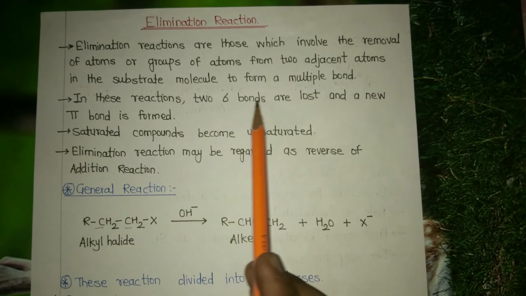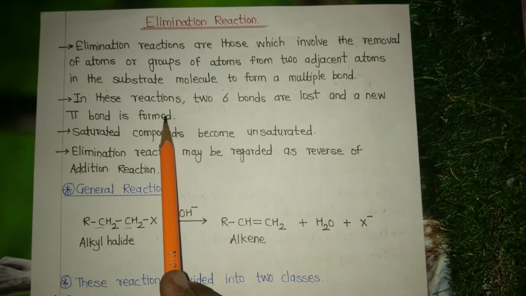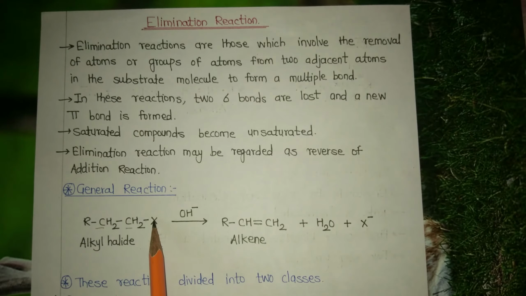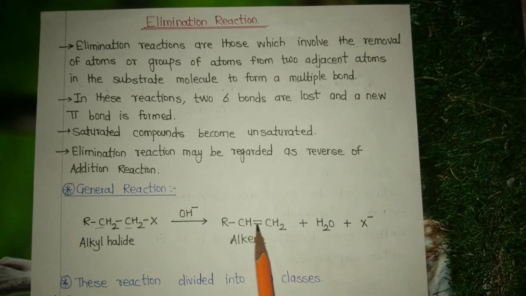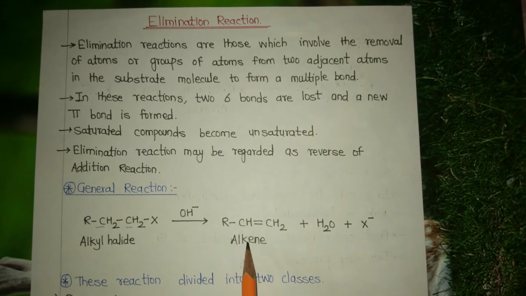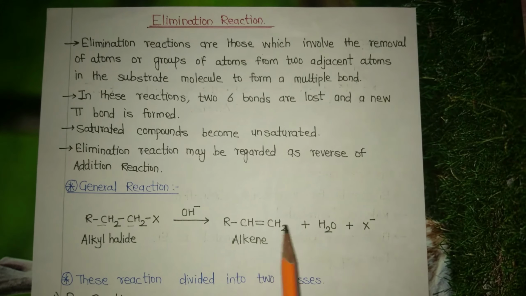Means two sigma bonds are lost and a new pi bond is formed. This C-H sigma bond and this C-X sigma bond, these two sigma bonds are lost and a new C=C double bond means a pi bond is formed. This is a saturated compound, in this molecule only single bonds are there, and this is the newly formed unsaturated compound. In this unsaturated compound this is a double bond, that's why it is an unsaturated compound.